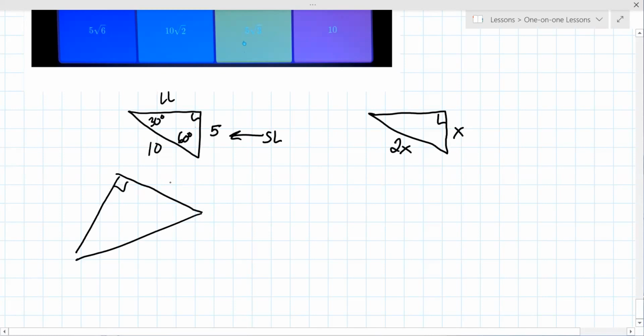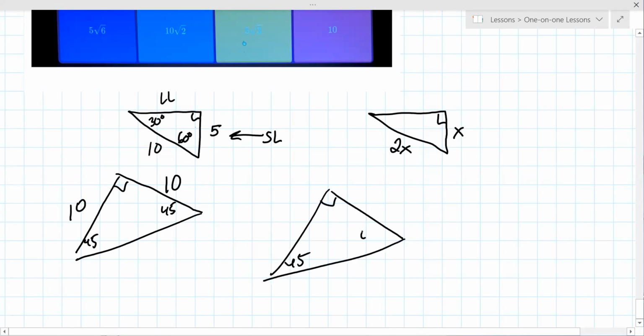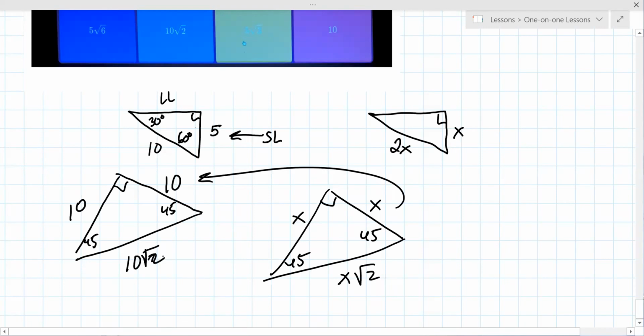So we got 10 here, and this is a 45, 45, 90. That means the other side is 10. This is a new reference triangle for you. So this one works for 45, 45, 90. If the legs are x, the hypotenuse is x square root 2. So in this case, x is 10. Your hypotenuse is 10 square root 2. It's just the value multiplied by the square root of 2 there.